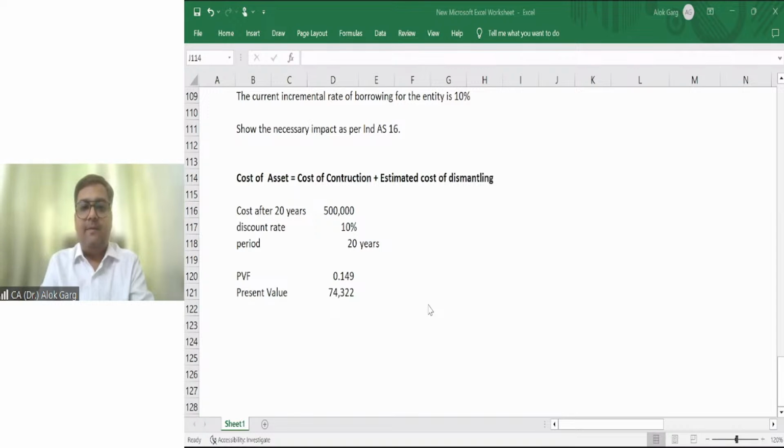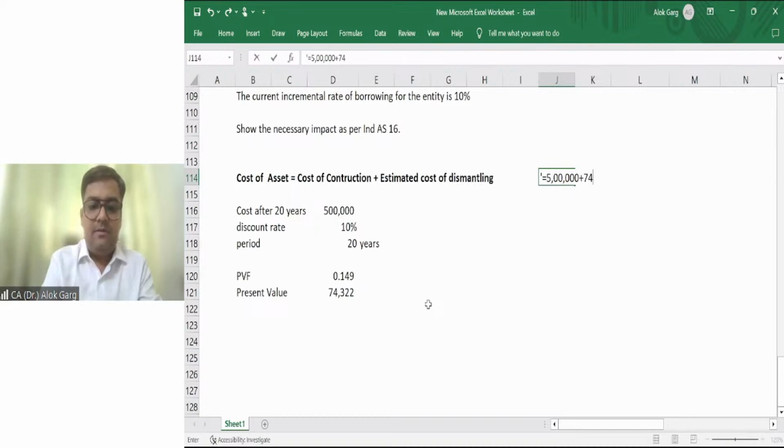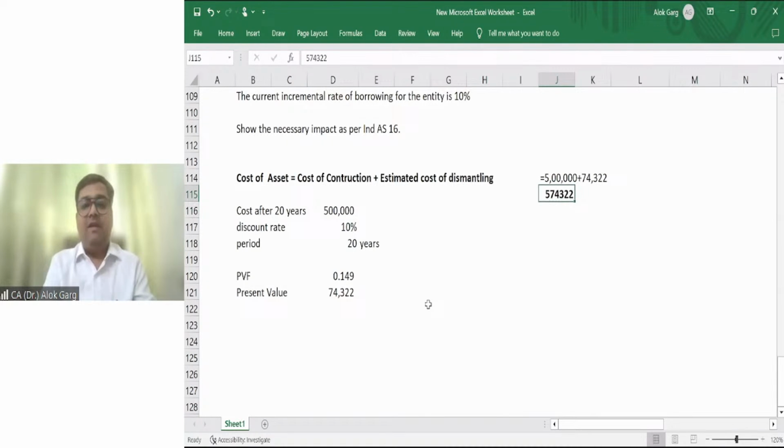This will be 5,74,322. This will be your cost of asset, which is depreciated over a life of 20 years. So how will this be depreciated? Let me prepare a depreciation chart here.